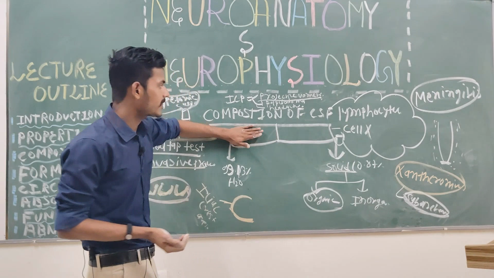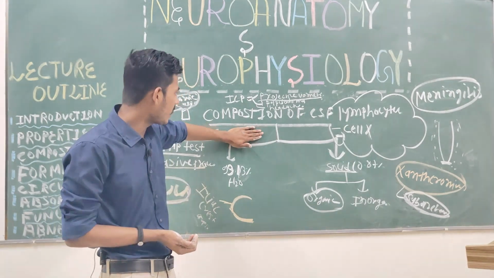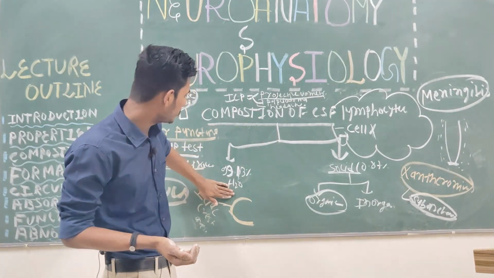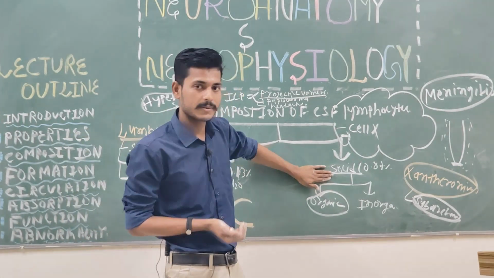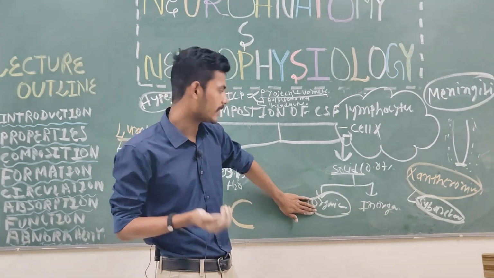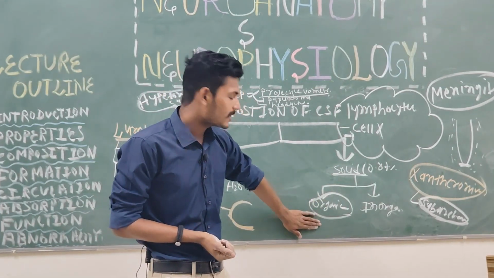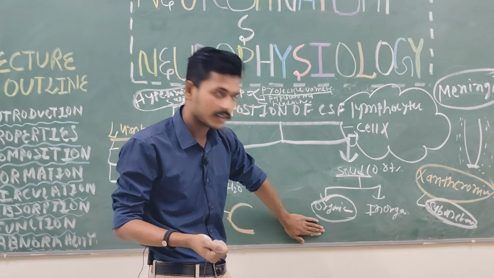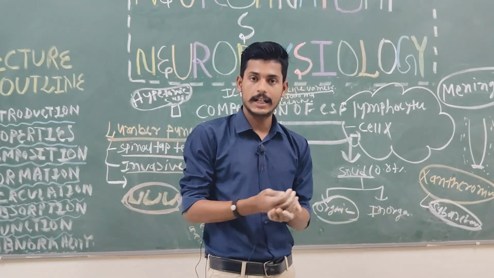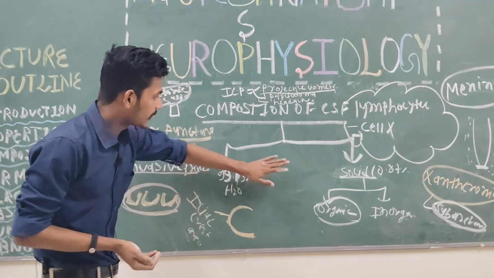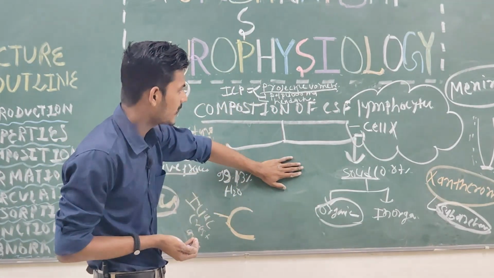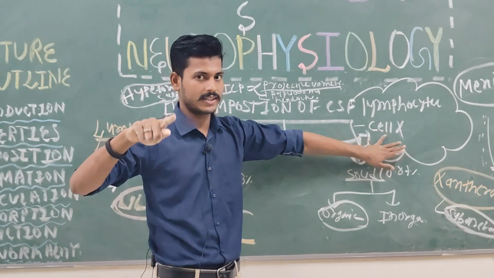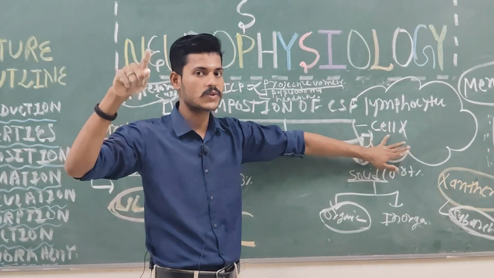So once again we are discussing the composition of the CSF, and we divided the CSF composition into two parts. We said that 99.13% is water, and the rest, 0.87%, is the organic and inorganic solid part. Now the organic part has protein, amino acids, then urea, creatinine. The inorganic part contains mainly electrolytes. Now the clinical importance related to the composition of CSF is that generally there is no cell present in the CSF. As I said, the CSF is a clear, colorless, transparent fluid.